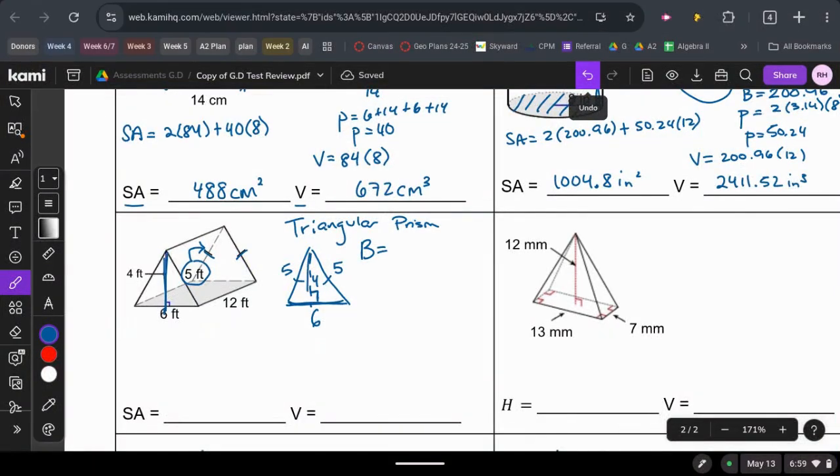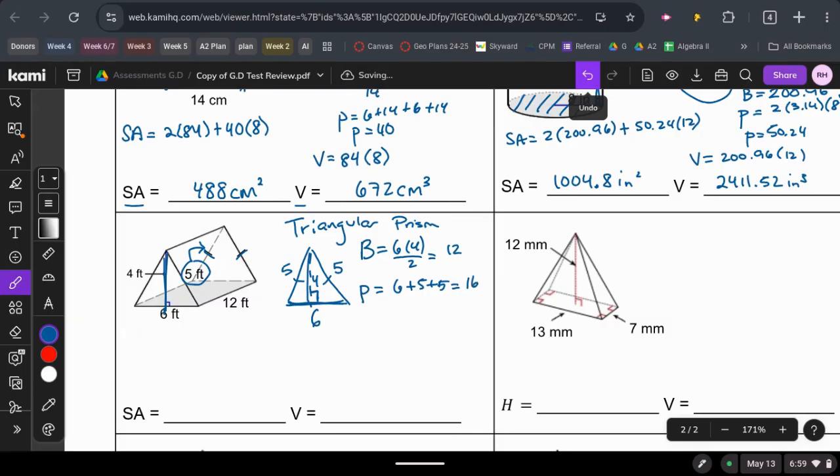They follow the right angle. Base and height always follow a right angle. So 6 times 4 divided by 2 is an area of the base of 12. And then the perimeter of the base is adding up all the sides. So 6 plus 5 plus 5 means the perimeter is going to be 16.